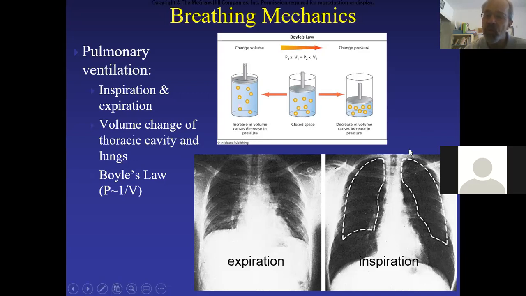This tends to pull air in because the pressure is now lower in the lungs. During expiration, or just prior to expiration, the volume of the lungs decreases, which causes an increase in pressure, which means that the pressure inside the lungs is greater than the pressure outside, which means that air is going to go from high pressure to low pressure, so we'll breathe out. And of course, this is known as Boyle's law.